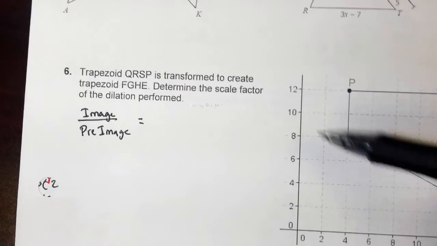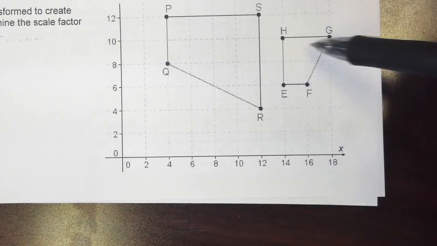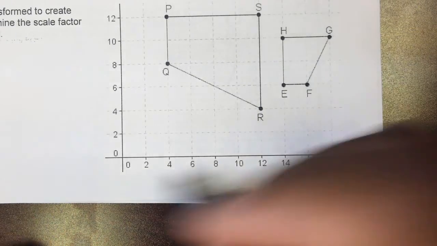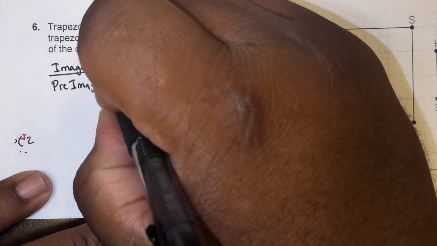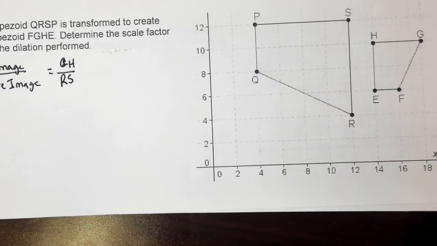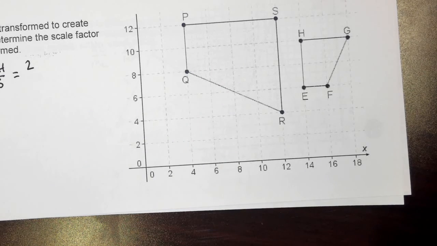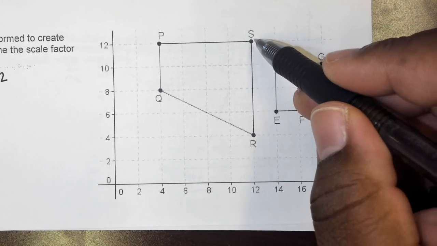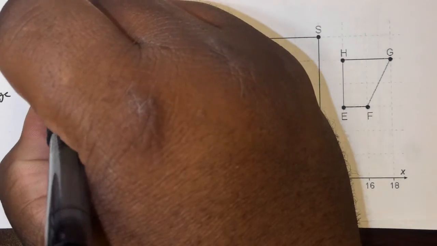Pick another side. I would go to the next two letters, GH. GH is this side right here. It's straight, I can count that. So I'm going to say GH. My bad, let me go back over. I'm doing GH over RS, matching up those two sides. The length of GH is 1, 2. And the length of RS, which is this side right here, is 1, 2, 3, 4. So this is 2 over 4.